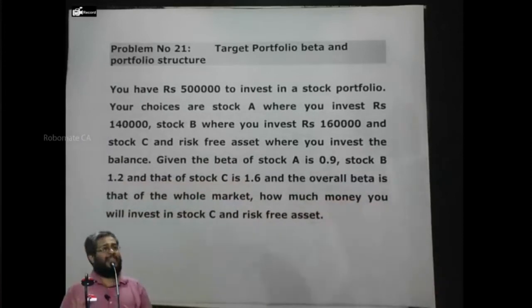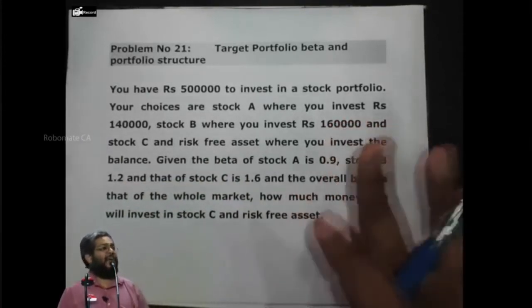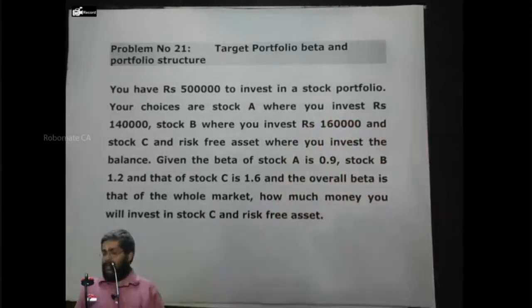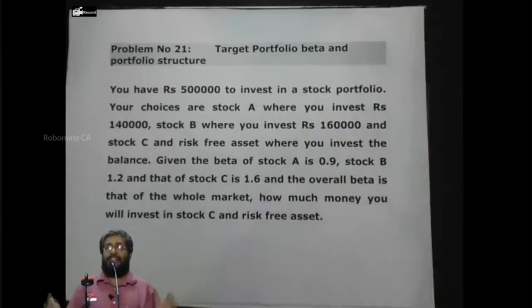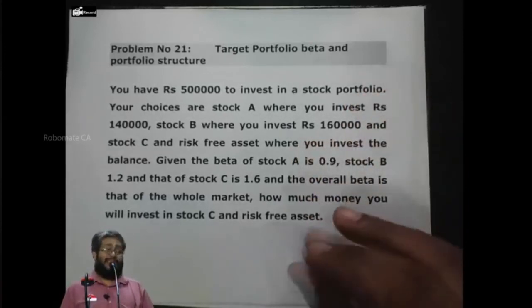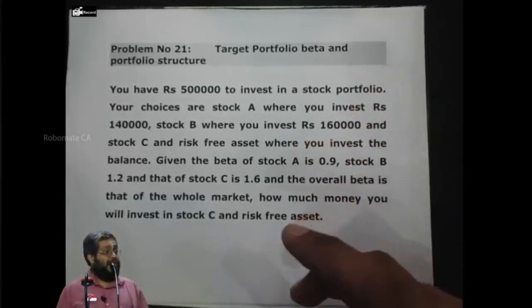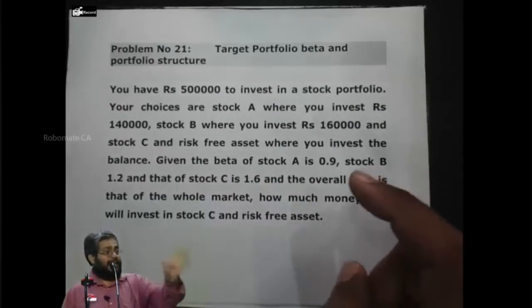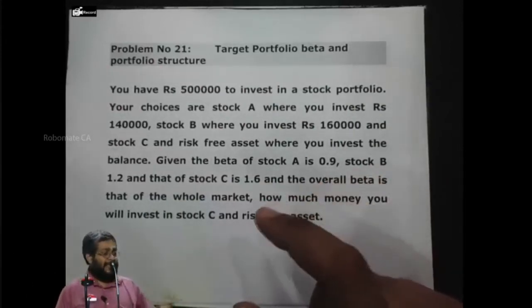Always, once you understand the question, the answer is very simple. Child's play. Are you following what I am saying? So the main thing is only understanding the question. Now tell me, how much money do I have to invest? 5 lakhs. I have already decided to invest in A and B 1 lakh 40 and 1 lakh 60. I should invest the balance in C and RF, in such a proportion that gives me the portfolio beta of 1. That is the question: find the proportion in C and RF.